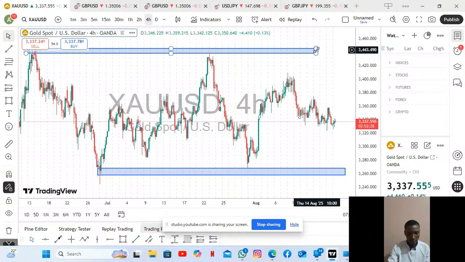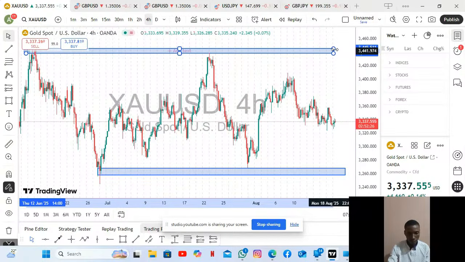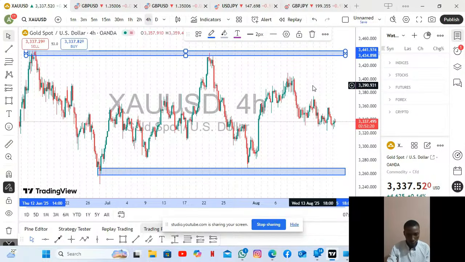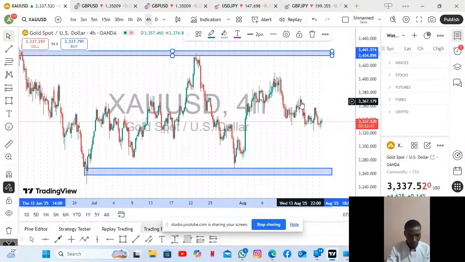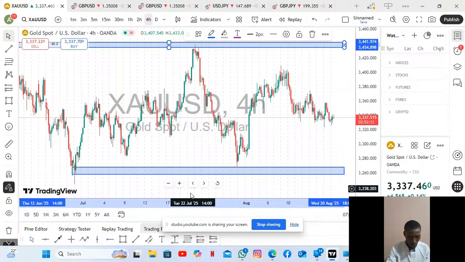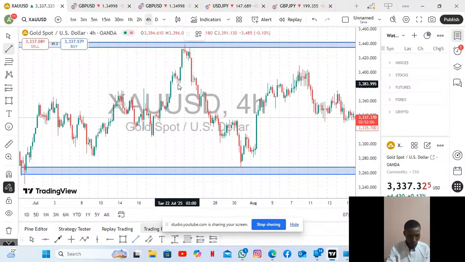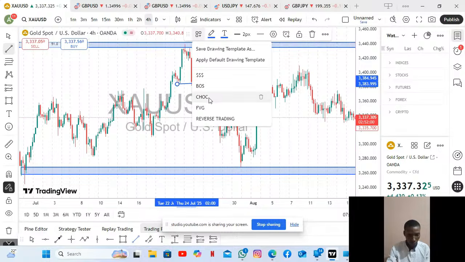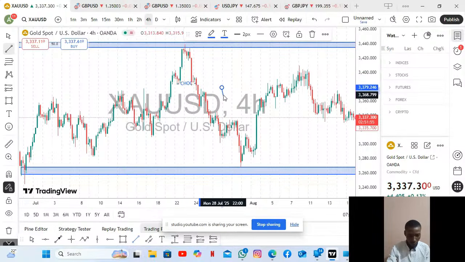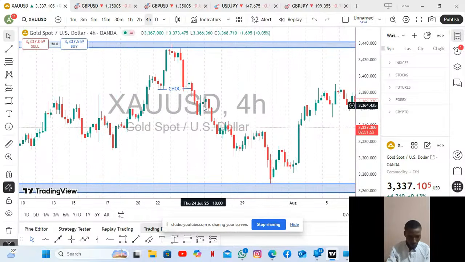And again, gold has been about this resistance and support zone. These two. And what has been happening, we see that after gold hit this resistance, there was a market structure shift here. This is called a change of character. After which, there was another break of structure here.